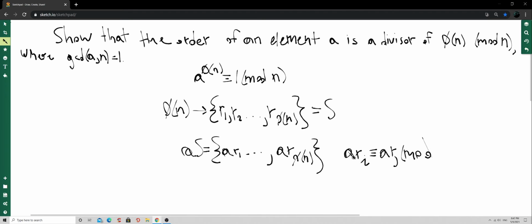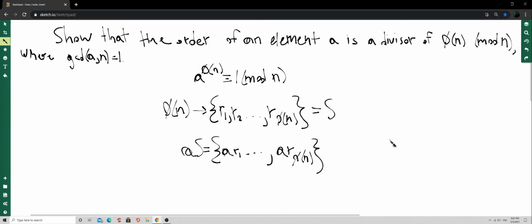But since the GCD of a and n is 1, a has an inverse, so we can take away these factors. And that implies we have an injective map here, which is good. So that tells us that this is a permutation of the set. In other words, these sets are equal mod n.